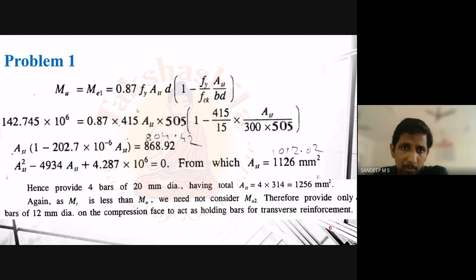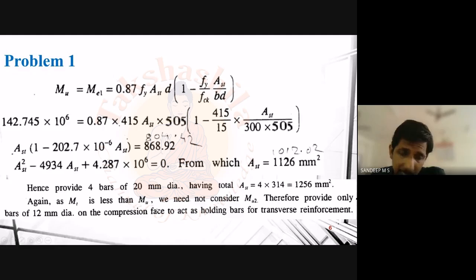So ME1 is equal to 0.87 Fy AST into D into 1 minus Fy by FCK into AST by BD. This is your basic equation. From this you can find the value of your AST. I think there is a slight mistake in the numerical values here, so don't consider these numerical values; do your own calculation and find the actual AST. The AST obtained is something like 1012.02. So we will provide 4 bars of 20 millimeter diameter having a total AST of 1256. This AST is larger than what is required.